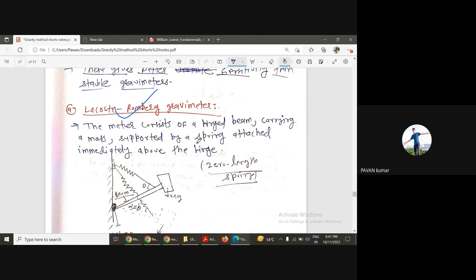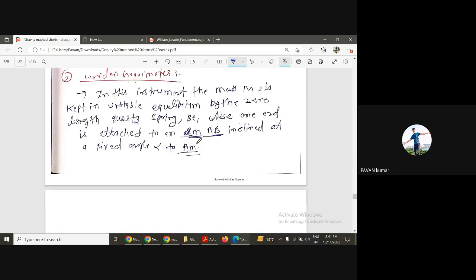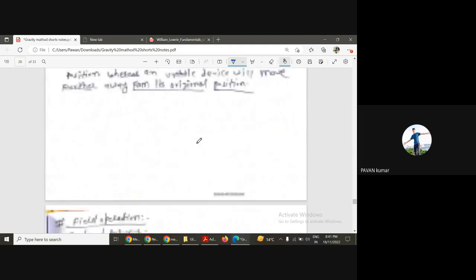In both the unstable and stable gravimeters, we use a zero length spring. The meaning of a zero length spring is that when we remove all the force applied on the spring, it comes to a particular length, which we can say is the zero length. The advantage of a zero length spring is that we can increase the time period of the gravimeter. So this is the complete picture of the gravimeter, I think.